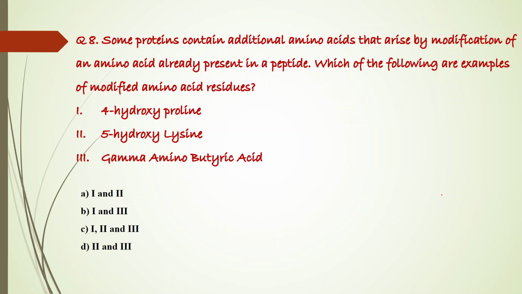Okay, fine. This is a very interesting question again. It states some proteins contain additional amino acids that arise by modification of amino acids already present in the peptide, like we already know about post translational modification. So sometimes amino acids will get modified after the proteins are formed. So basically they are asking which of the following are examples of modified amino acid residues.